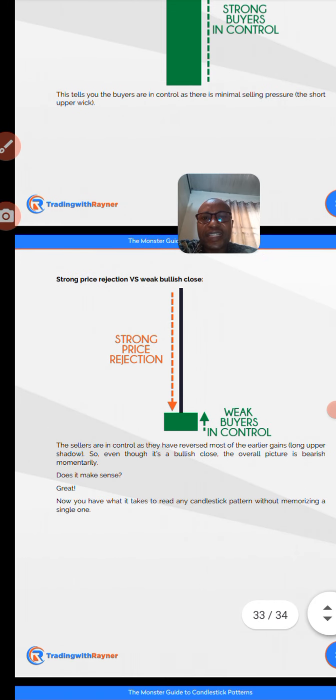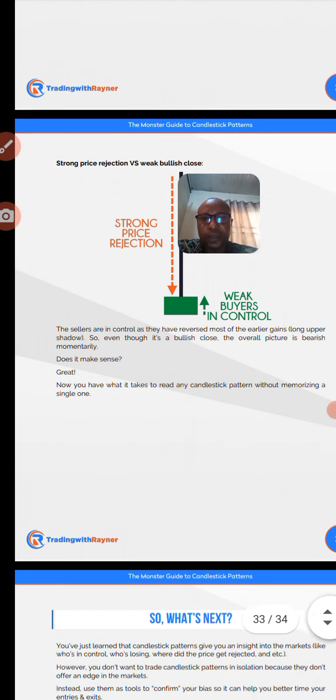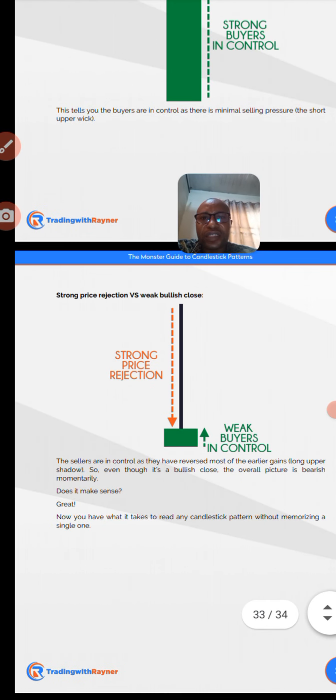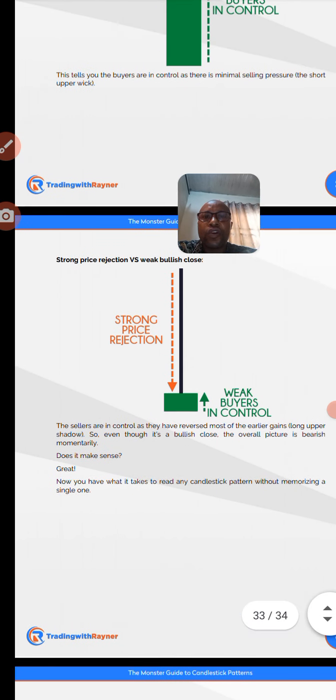That's why you see that this particular candlestick is a strong price rejection versus a bullish close. Yes, we can see that the price was rejected. The buyers pushed to an extent, and now the sellers say no, we will not continue. Then they pushed price down to this extent, and we call this a pin bar.